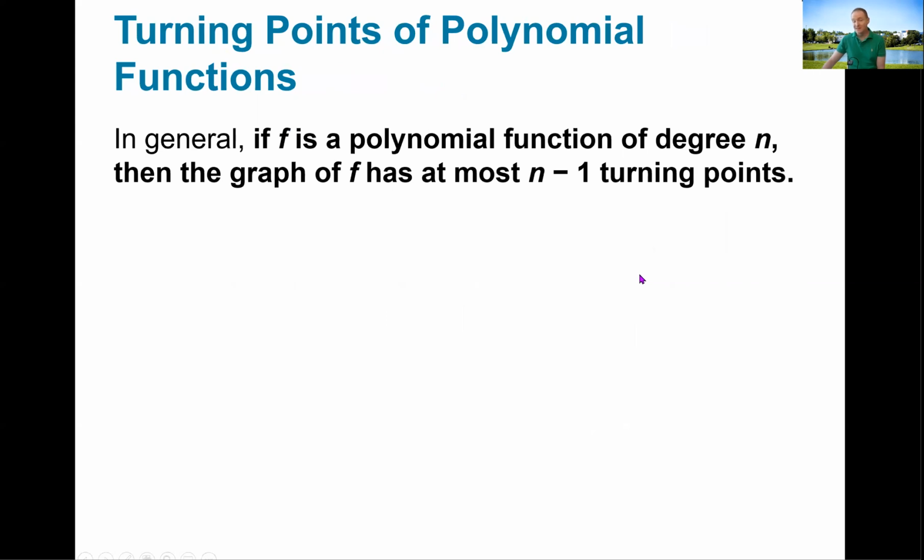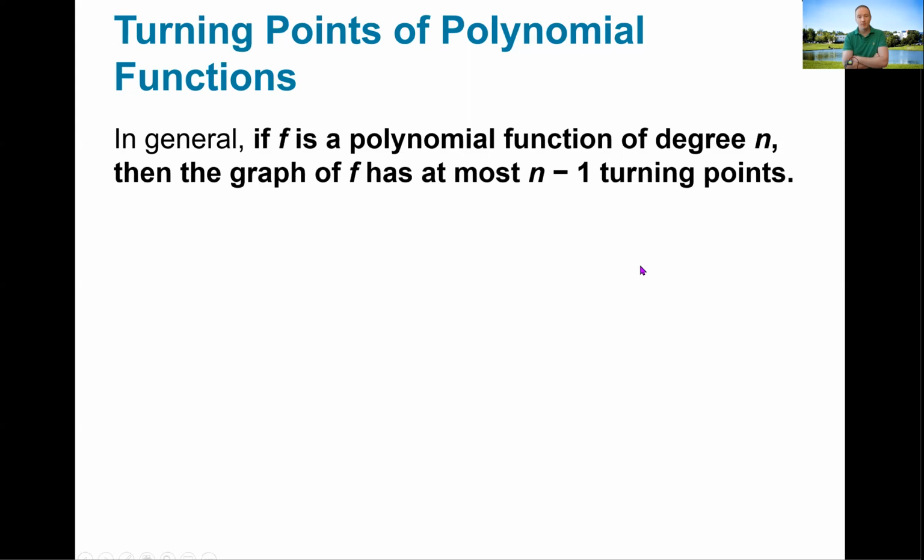Now, one of the easiest things as far as a polynomial is to think about how many turning points it has. In general, if f is a polynomial function of degree n, then the graph of f has at most n - 1 turning points. So if I ask, how many turning points does a cubic have? Well, a cubic is degree 3, so you would expect it to have 2 turning points, one less than the degree. Do all polynomials have one turning point less than the degree? No, but that's the most they could have.